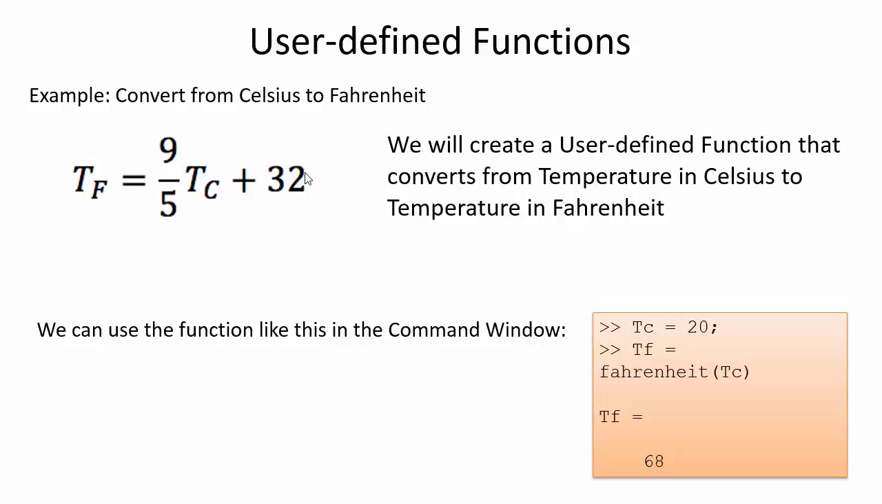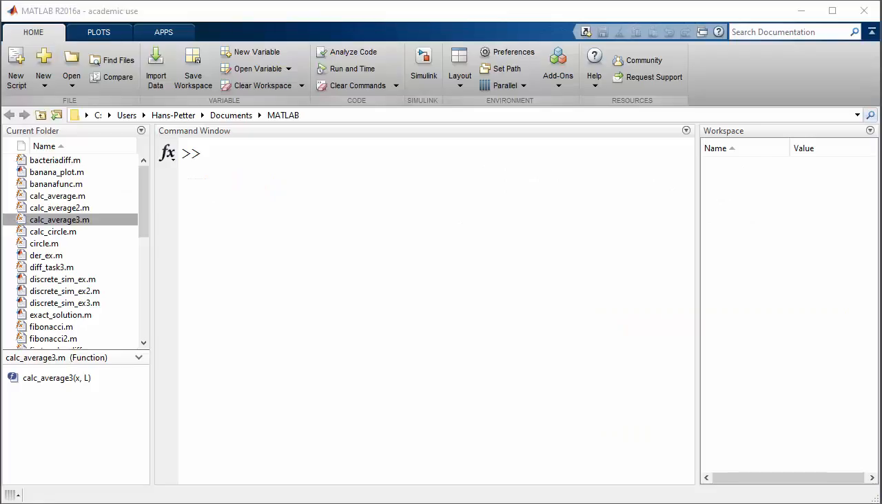So we will create a function for this mathematical expression, and when we have created the function using the script editor, we can use the function like an ordinary built-in function like this. So you just enter the name of the function and then enter the input arguments. In this case, the input argument is tc, and then MATLAB is executing the function, and the corresponding temperature in Fahrenheit will be calculated by MATLAB like this. Let's see how we can do this in MATLAB.